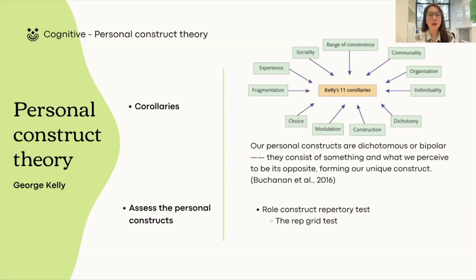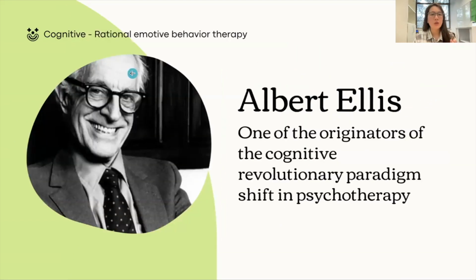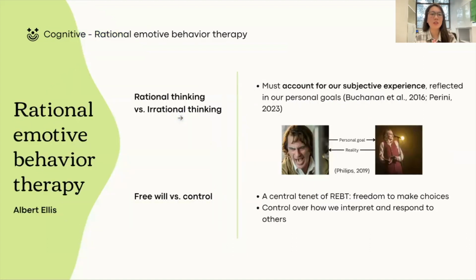And finally, how can we apply this theory to practical treatment? Kelly also developed the repertory grid test to help therapists in their clinical work. Then we come to the second theory, rational emotive behavior therapy. We also call it REBT, which was proposed by Albert Ellis. Ellis stated that as humans, we have the capacity for both healthy and unhealthy cognitive processes, which he labeled rational and irrational thinking. Rational thinking must account for our subjective experience reflected in our personal goals.